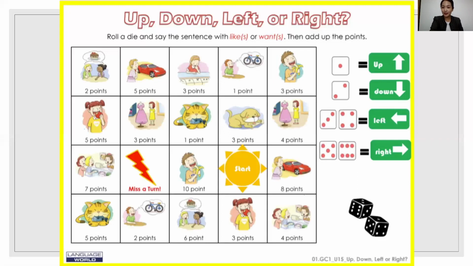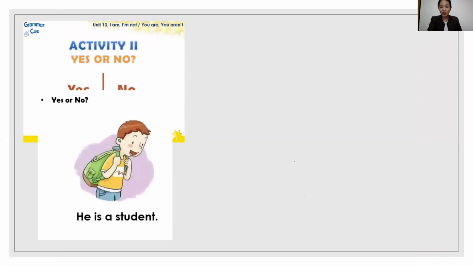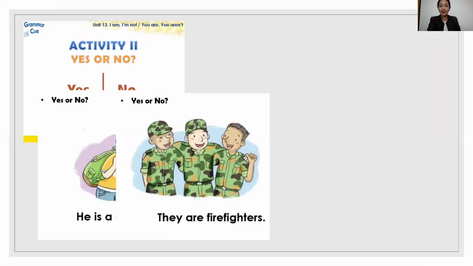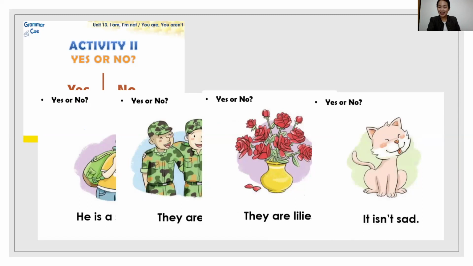Grammar Q has this kind of very interesting game, like using the dice. When I use these kinds of dice, I need enough time, so make sure that you have enough time to do this. And yes or no? Do you like broccoli? Yes, I do. He's a student. Yes, he is. They're firefighters. No, they're not. They're in armies. And there are lilies. No, roses. It isn't sad. Yes, it is, like this.